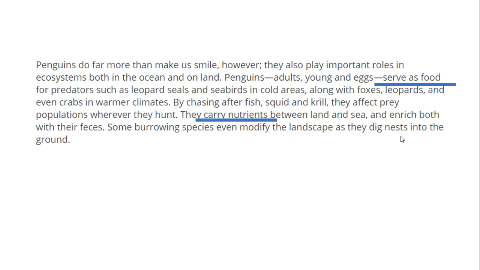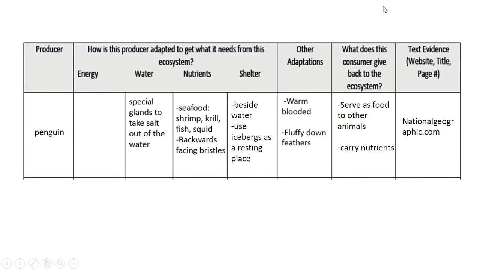So the last thing I needed was, what do they give back to the environment? So this piece of the website here says they do more than make us smile. They play important roles in their ecosystem. So here I underline they serve as food, and they carry nutrients for other consumers. So in my last column here, I wrote serve as food to other animals and carry nutrients.